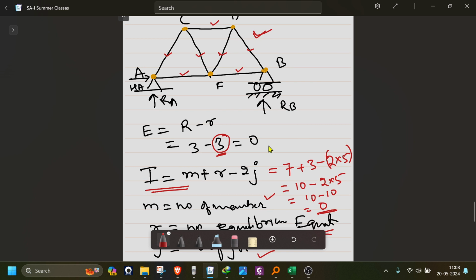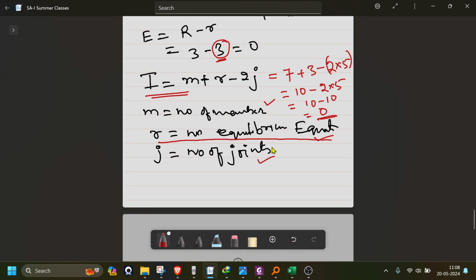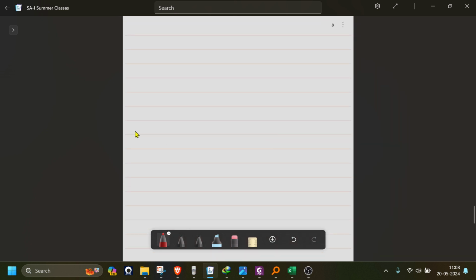It means that the degree of internal indeterminacy for this truss is 0. Okay, so let's take another example of a truss.